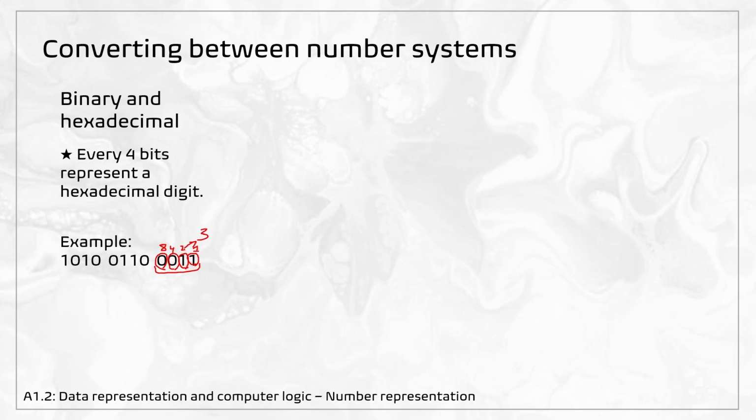So we just know 2 plus 1 is 3. So this digit represents 3. For this group, we know that this value is 6 because if we just do the 1, 2, 4, 8 again, this digit represents 4 and this digit represents 2, and 4 plus 2 is 6. Same thing applies for this. This is 8, this is 2, so 8 plus 2 is 10, but of course 10 is represented by the letter A. So this binary number in hexadecimal would be represented as A63.